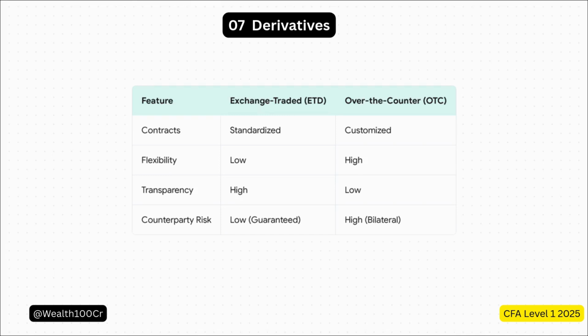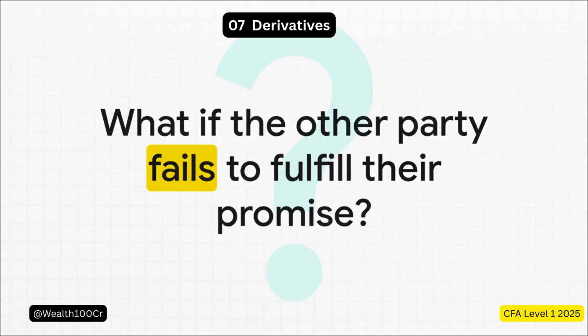Now, here is the important part, risk. In the big shop, the shop guarantees the shirt. With the tailor, it's just between you and him. So the risk is a bit higher. And that brings us to a very important problem. Just think about it for a second.